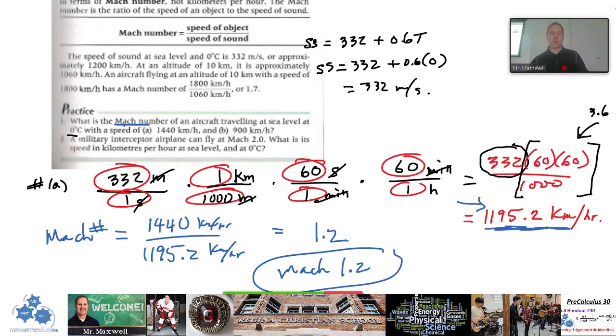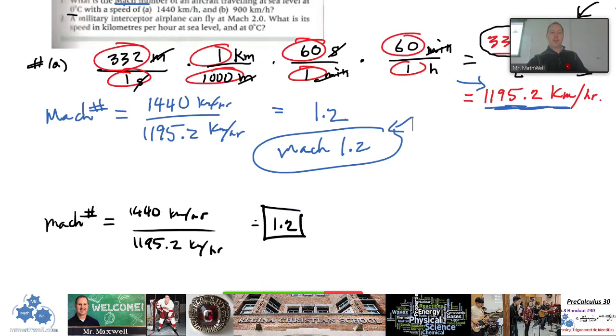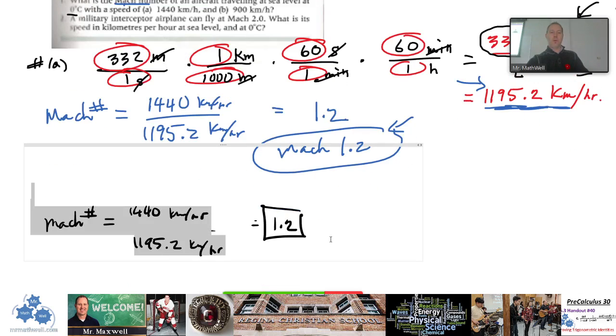So is this aircraft traveling greater than the speed of sound? Well, yes, it is, because 1440 is greater than 1195. And the Mach number is greater than 1, right? So Mach 1 is the speed of sound. Anything above that is faster than the speed of sound. All right? Any questions about number 1? Okay, well, let's do number 2 then. So here's the final answer for number 1 from before.